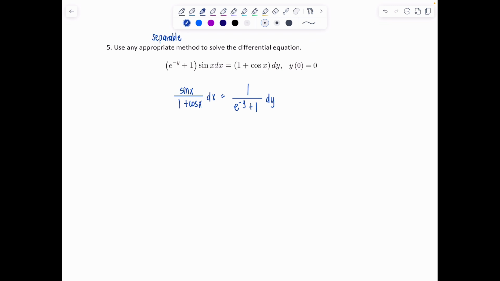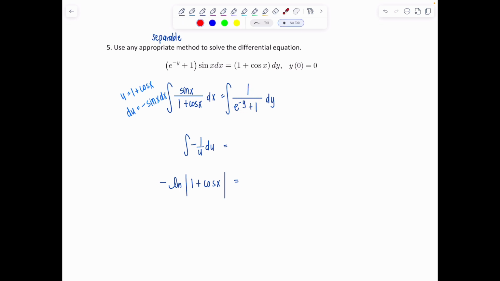Okay, so let's integrate both sides now. Beautiful. On the left-hand side, we can let u be 1 plus cosine x. Then du is just negative sine x dx. So this will become integral negative 1 over u du. Ooh, so negative ln absolute value 1 plus cosine x. I'll save putting plus c on the right. Okay. Now, how to tackle this integral. Let's first multiply everybody through by e to the y. And then maybe things will reveal themselves.